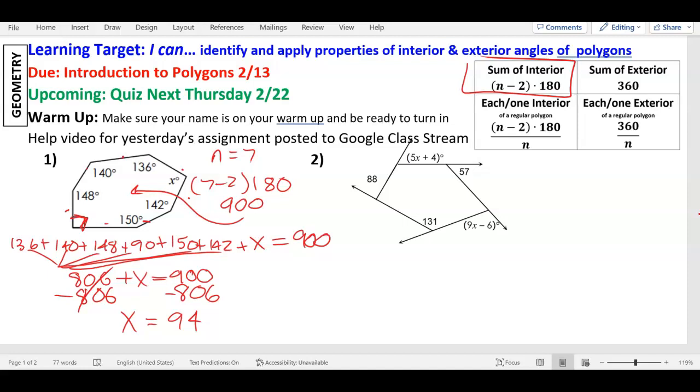So you might have some on the assignment where you have to figure out what they add up to and go from there. Now, these were inside angles. What do you notice about number 2? What kind of angles are these?